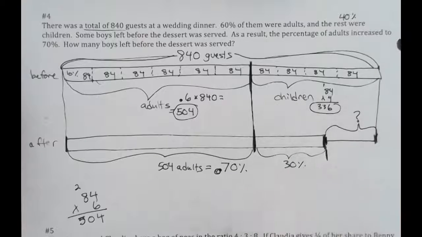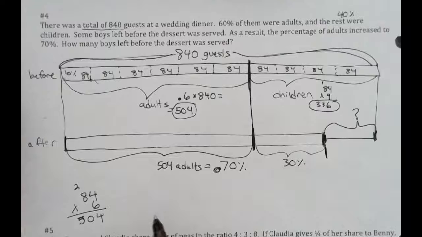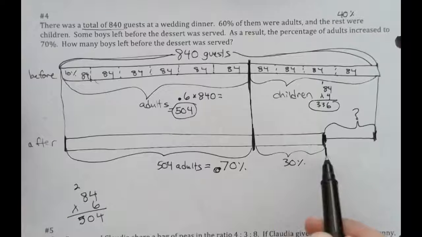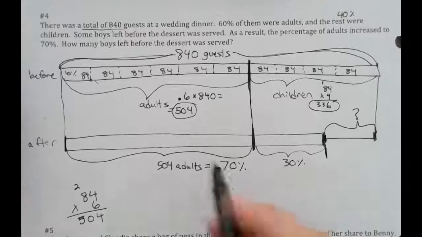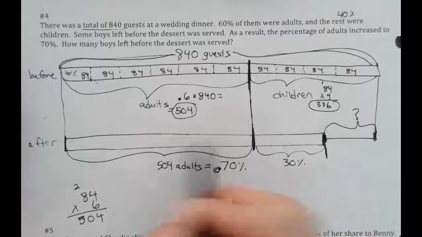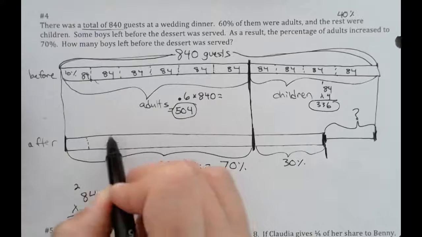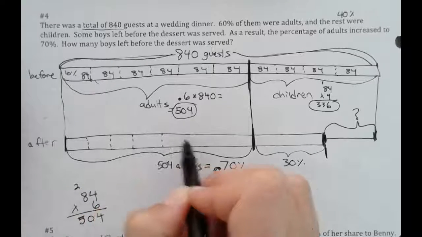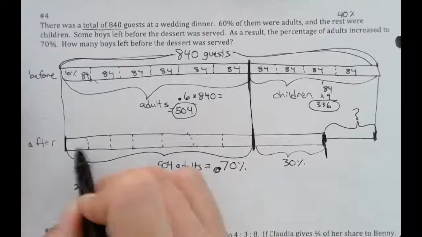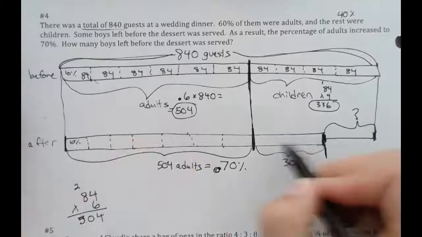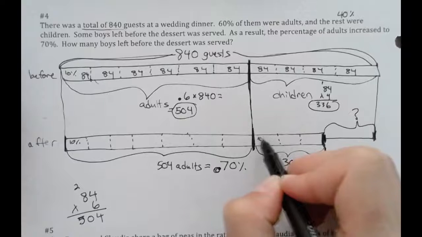Okay. But wait a minute. I know that 504 adults is 70%. So I can go ahead and do some calculation with that. What I'll do actually is divide this whole box now into groups of 10, into little 10% groups. So this is 70%. I'm going to make sure there's 7 boxes here. 1, 2, 3, 4, 5, 6, 7. 1, 2, 3, 4, 5. All right, so that's 70%. Each one of these is 10%. And we need 3 10% here.